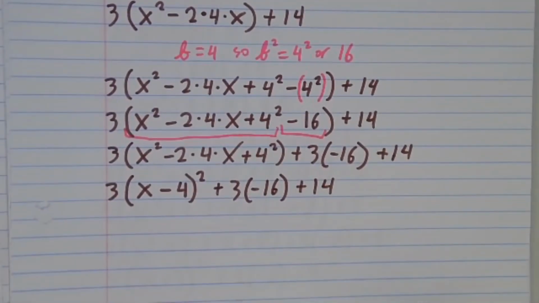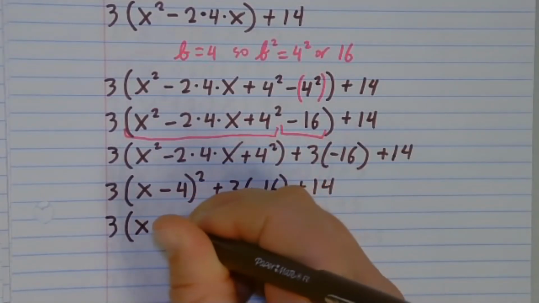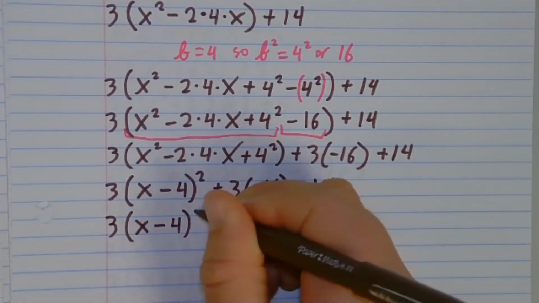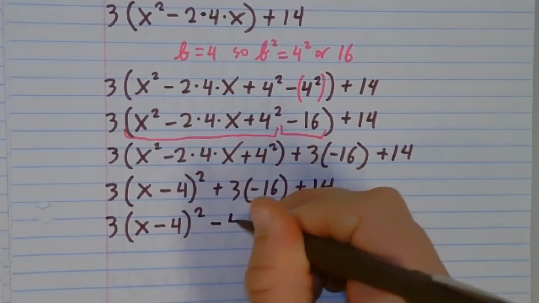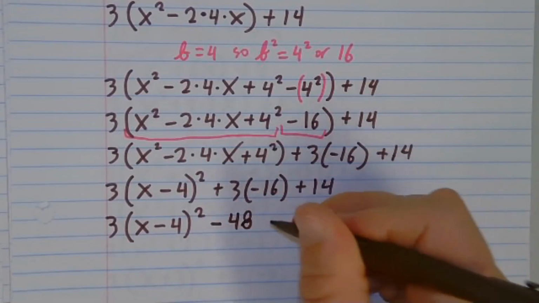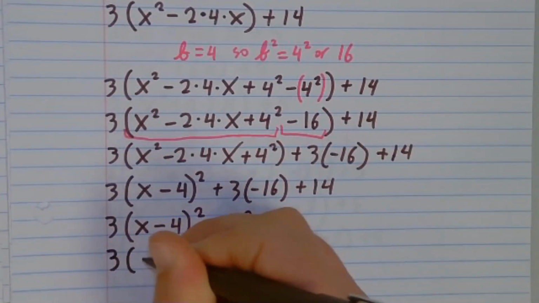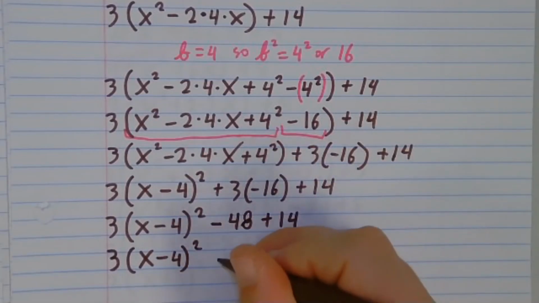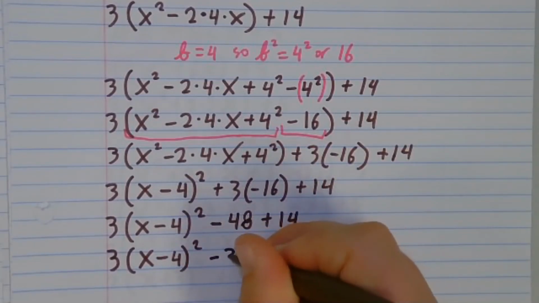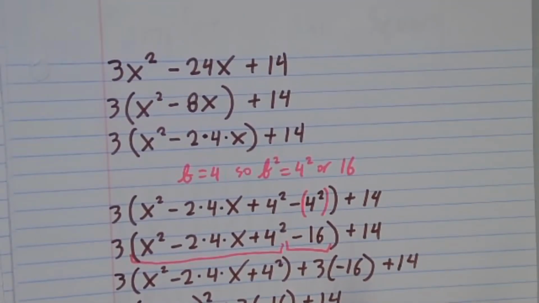Now I have a little bit of cleanup to do. Three times negative 16 is negative 48 plus 14. When I add those together, I would get negative 34. So I've once again completed the square, even though my leading coefficient wasn't 1.